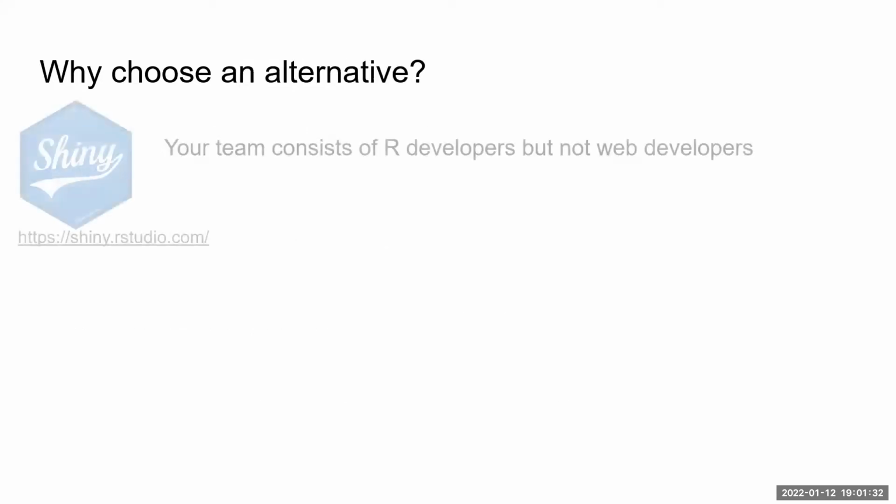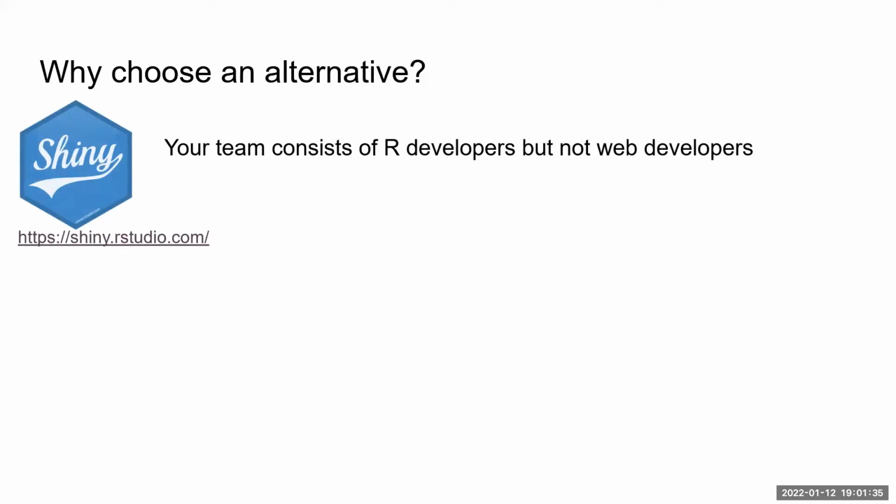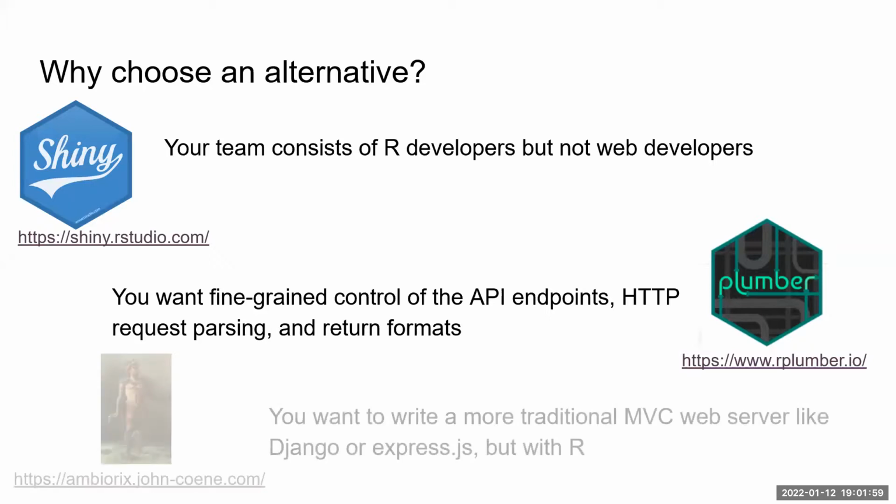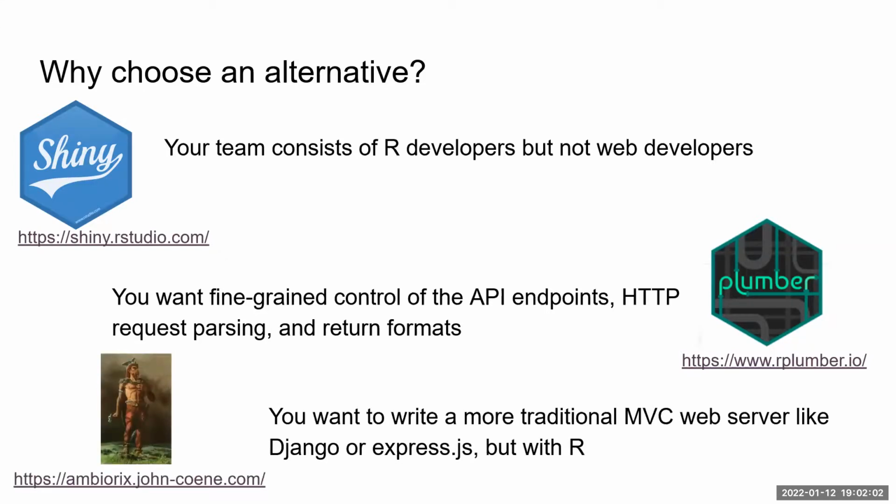So why would you choose an alternative? If your team is mainly R developers and not web developers, Shiny is a great option because you define both the backend server code as well as the front-end user interface, all in R. If you need that fine-grained control of the API endpoints, like I said, if you want your API endpoint to be /predict, or if you're going to parse some of the HTTP headers, or if you really want to have a new format, Plumber would be a great option. If you want to create a more traditional MVC web server, like something you'd create with the Python package Django or Express.js, but you want to stay in R, I think the Ambiorix package is pretty cool, and it'll allow you to create an app like that.